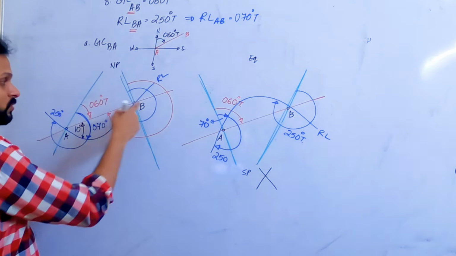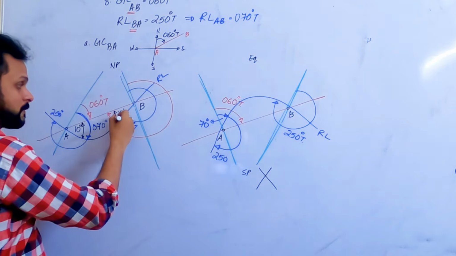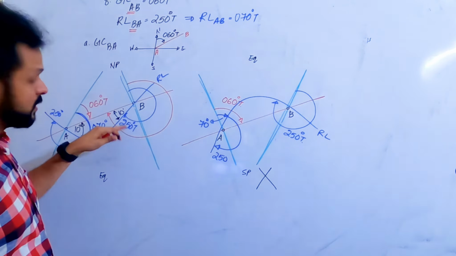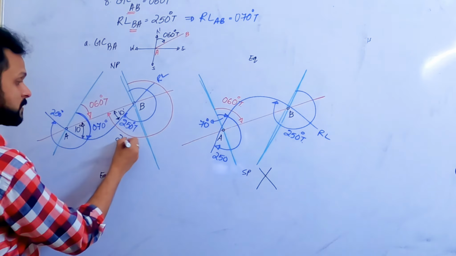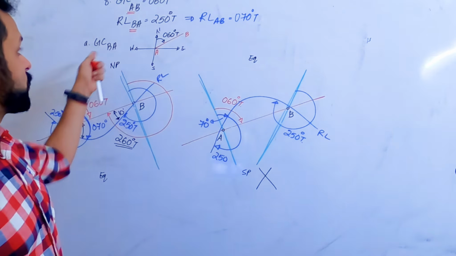Again, two same points. The 2 points are by the same tracks. Therefore, this is also going to be 10 degrees. The whole rhumb line track is 250. Therefore, great circle track will be plus 10, which is 260 degrees. That is what is asked.